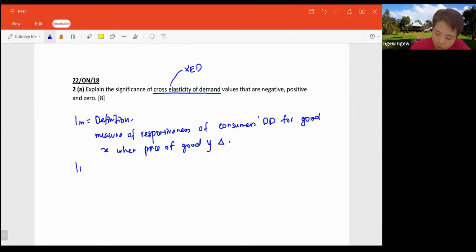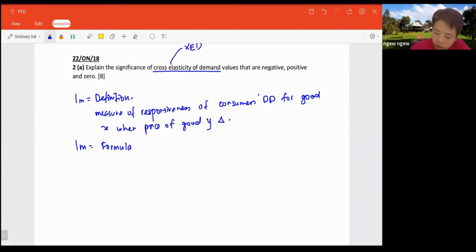And another 1 mark will always be given to the formula of XED. The formula of XED is percentage change in QX over percentage change in PY. So you need to be extra alert, two different goods: quantity of X, price of Y. Okay, now we have obtained 2 marks here. What about the remaining 6 marks?